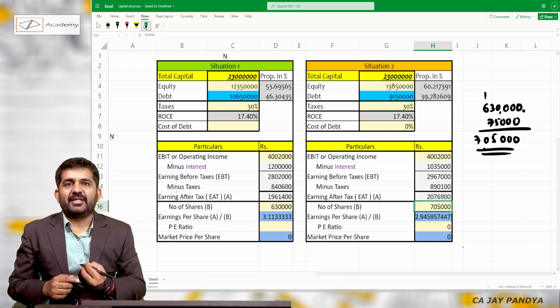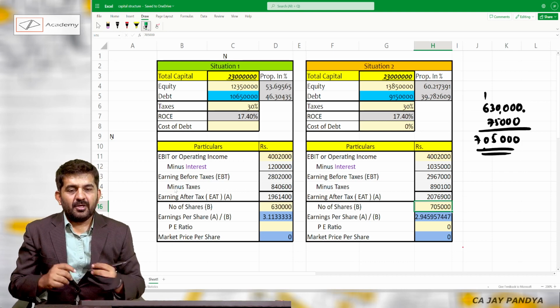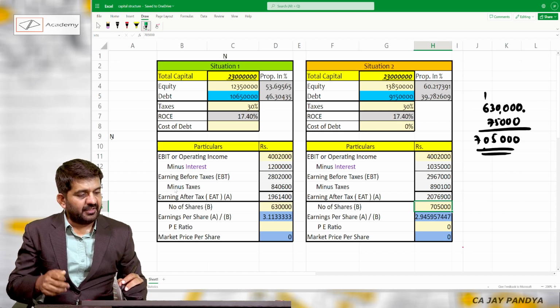I will be getting the answer of EPS. Now everything is dependent upon the PE ratio. What is the current PE ratio? Please try to understand.